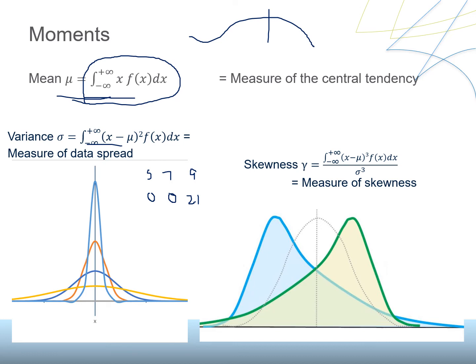So the mean will be 7, but you can see this one is equally spread from the mean, whereas this is not, right? So there is a measure of the spread, and that is the variance. Variance defines how the data is spread around the mean. So in this blue line, all the data are around the mean.